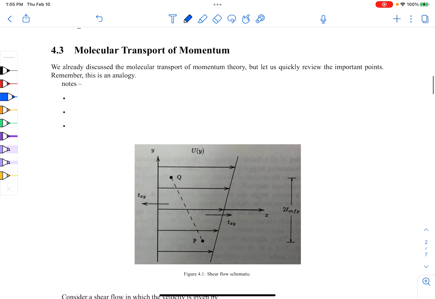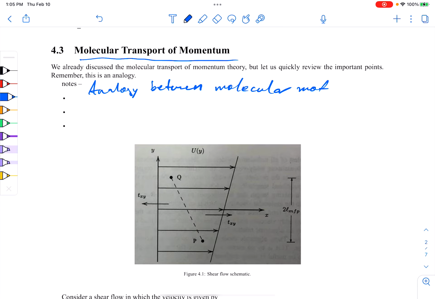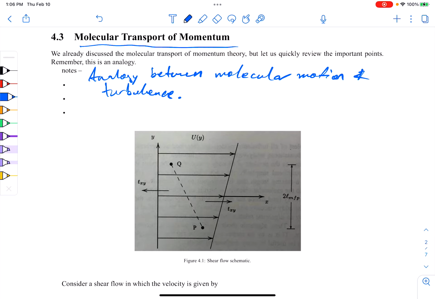I want to briefly go back to the ideas of molecular transport of momentum in this molecular theory, which we talked about previously, and just hit a few major points, because I don't know if I completely covered it the first time. We already mentioned some of this, but it goes back to the Boussinesq hypothesis, in that there was an analogy between molecular motion and turbulence, right? And at first glance, you might say they're not very different. But we'll look at this in terms of the shear layer problem.